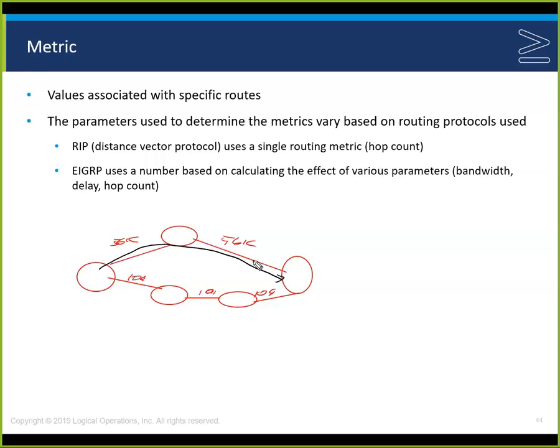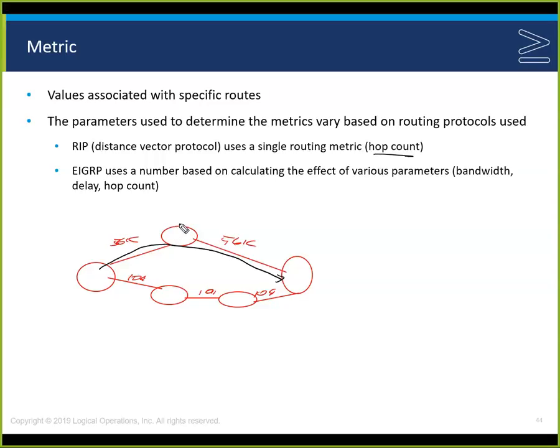That's one of the issues with hop count. It doesn't care about the speed. It doesn't care about any of the other factors that go on. It only cares about how many routers are between me and the destination. So that is one of the issues. RIP version 1 is a broadcast protocol, and it broadcasts its entire route table.